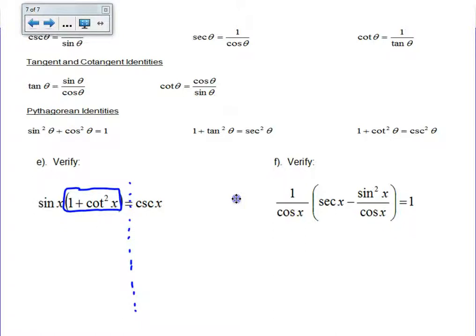I think I know a better name for 1 plus cotangent squared. Yeah. You want to share it with me? Cosecant squared. Yeah, 1 plus cotangent squared is cosecant squared. Ta-da! So I'm going to say, all right, sine x times cosecant squared x. All right, sounds promising.